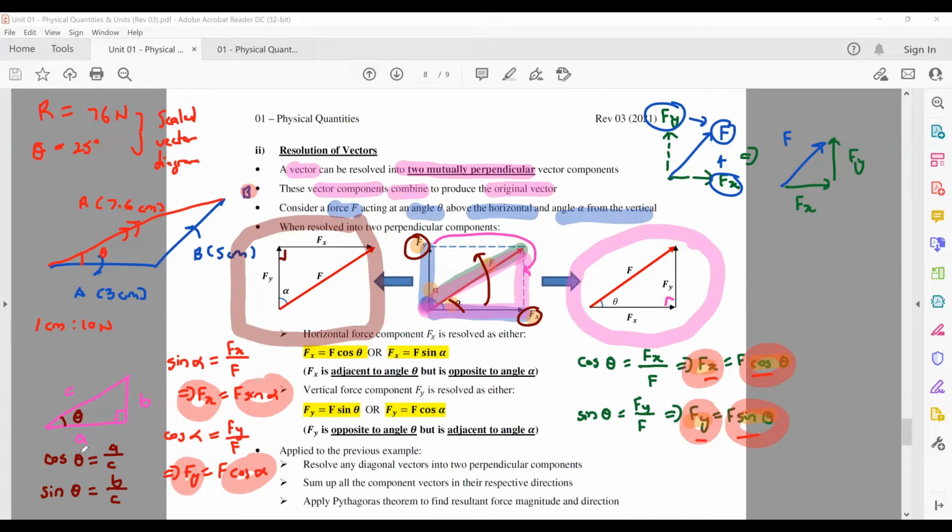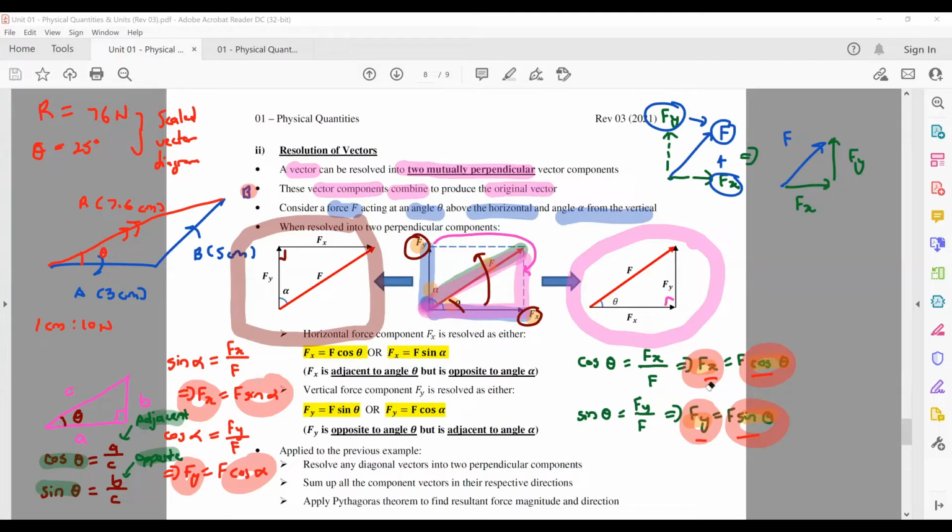You learned last time that when you're talking about cos, you are always taking the adjacent side of the triangle, whereas when you're talking about sine, you're always taking the opposite side of your triangle. So now you can apply this for resolution of vectors. Whenever you want to express a component in terms of the original vector and the angle given, you look at how the component is situated in relation to the angle.